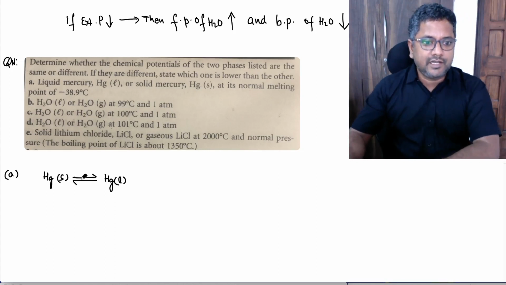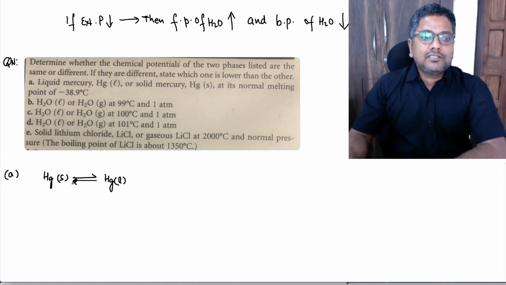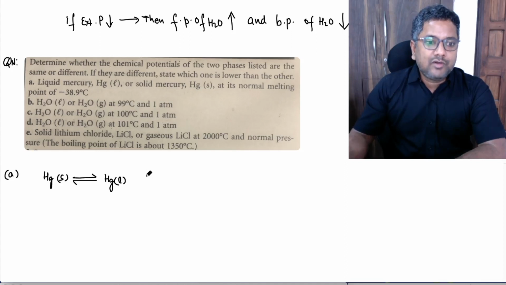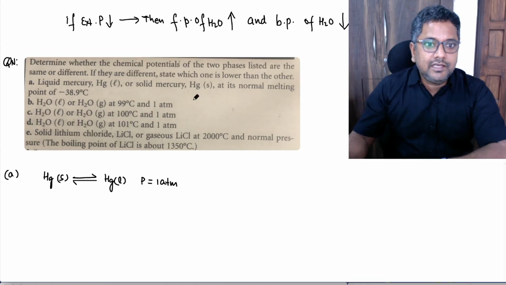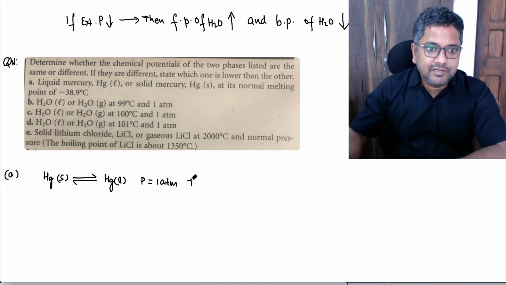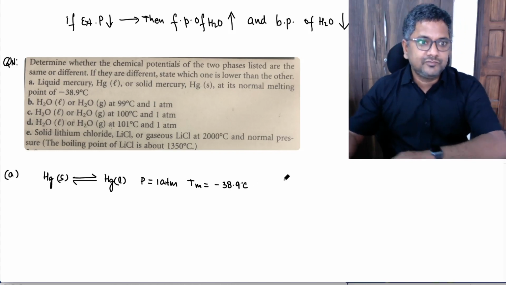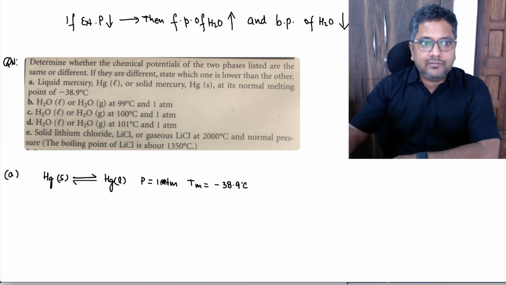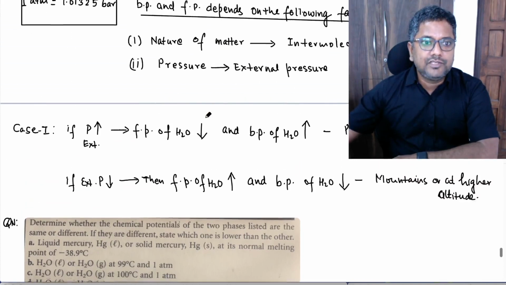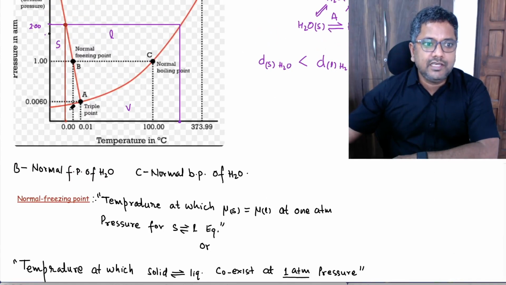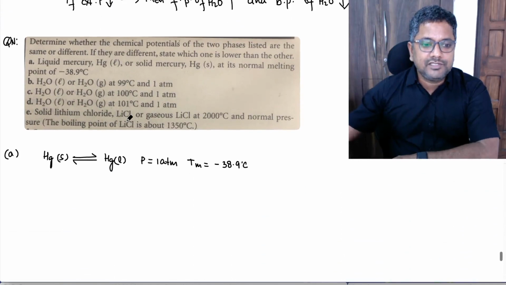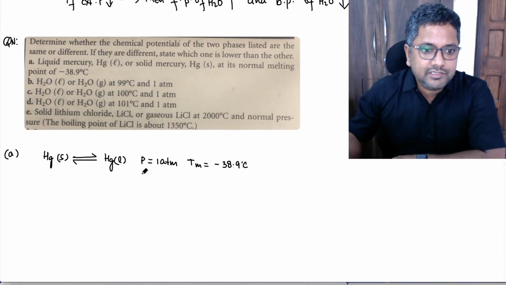Hg liquid, because here the left to right representation expresses the melting, and normal melting point means pressure is 1 atm. Pressure is 1 atm, and they have given the melting point. So Tm is given, the melting point is given as minus 38.9 degrees Celsius, right? So at 1 atm, we have defined here boiling point, freezing point, or melting point. Freezing point and melting point are both the same, only the direction is different. See, it is defined at 1 atm, so this represents the equilibrium condition. So basically, from this data, we have concluded that this system is under equilibrium.